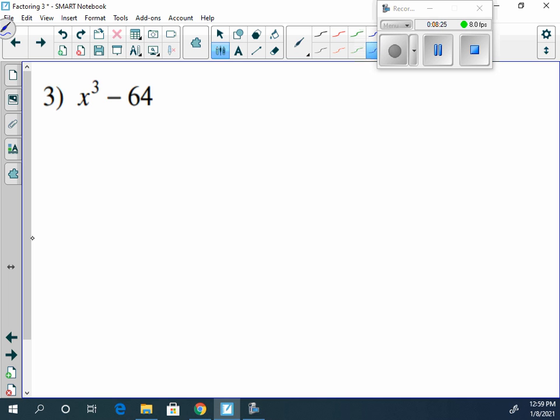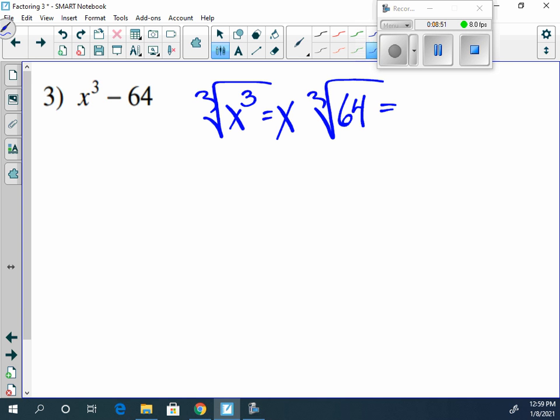So we'll look at the next one here, this x cubed minus 64. So we need to determine if these are perfect cubes. And the reason I'm kind of leaning that way is, one, that's what we're talking about, and two, x to the third. So most likely we're going to be dealing with a sum or difference of perfect cubes. Now one way we can check it is by taking the cube root of both terms. Well, the cube root of x to the third, when the root and the power are the same, they simplify out.